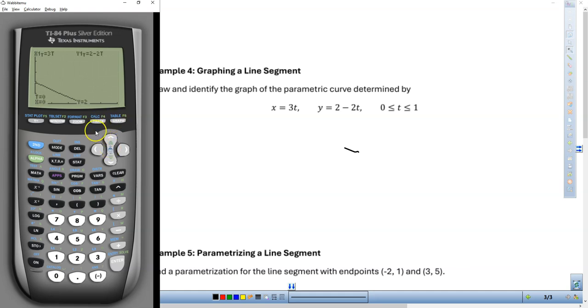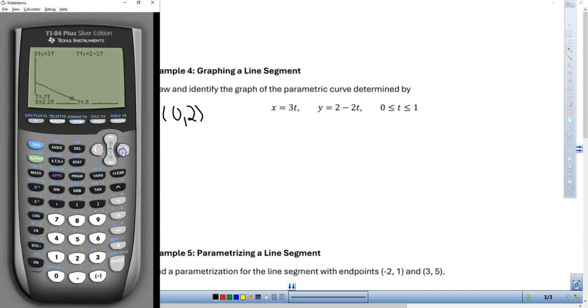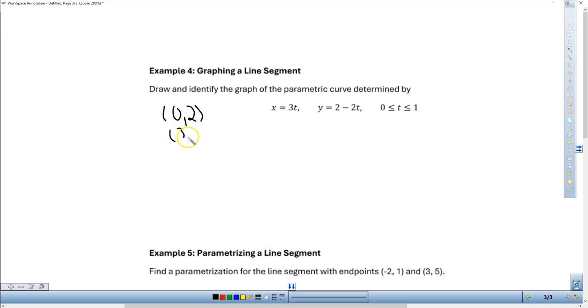So if I hit trace, we can see we are starting at x is 0, y equals 2. And so that is our first endpoint. So let's go ahead and make sure we log that in here. So we have 0, 2 as our first endpoint. And what is our second endpoint? So if we trace that through, we have another endpoint right here where we're ending, because t equals 1. So we have the point 3, 0. So let's go ahead and log that endpoint.